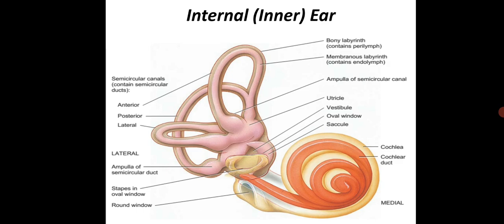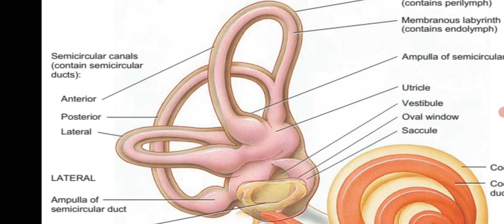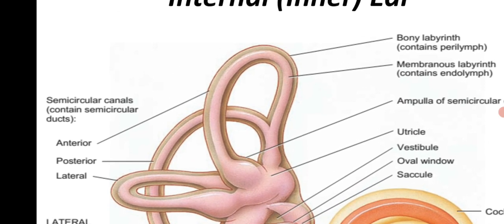Here, while considering the internal ear or the inner ear, you can see a kind of complex structure, right. Again, that specific structure can be named as the first portion, that is the bony labyrinth. See, this is the bony labyrinth, which contains perilymph.